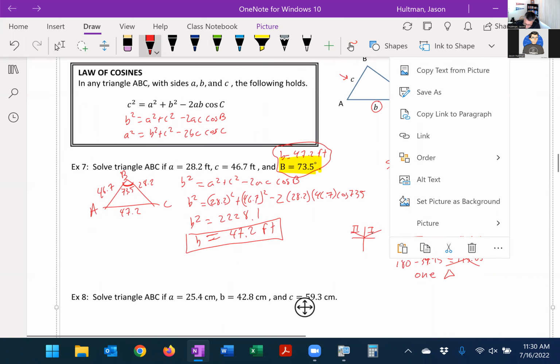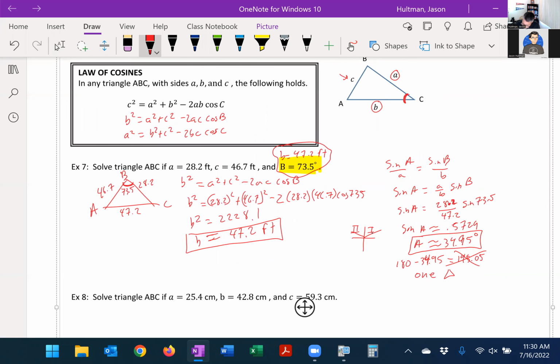That's the only thing we don't have now, angle C. We can get that by subtracting the other two angles. Angle A ended up being 34.95. We can use the fact that the sum of the angles in a triangle is 180. So this is 180 minus 34.95 minus 73.5 is equal to, what are we looking for? Angle C.